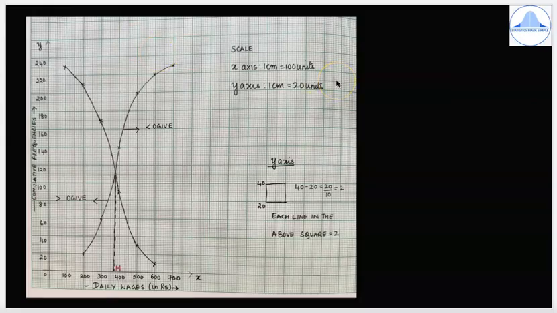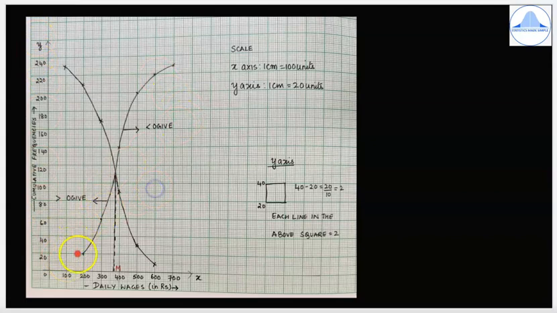So note that the ogive should be drawn only on a graph sheet. So let us mark the x-axis. So on the x-axis, we have to take the upper limits and the lower limits of the class interval, or it just means that we have to take the class intervals on the x-axis and we have to take the cumulative frequencies on the y-axis.